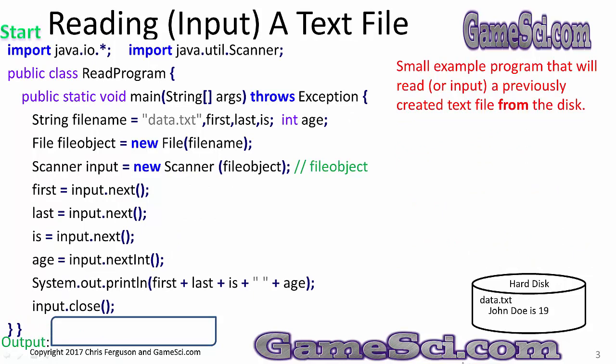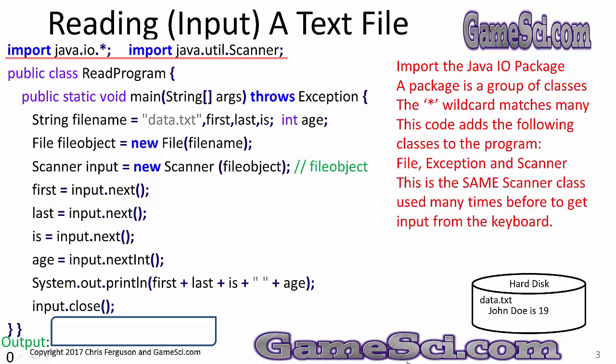Just a small example program that will read or input a previously created text file from the disk. This program is going to assume that a file already exists on the hard drive. Need to do our imports? We'll import java.io.*. We'll import java.util.Scanner. Import the Java IO package.